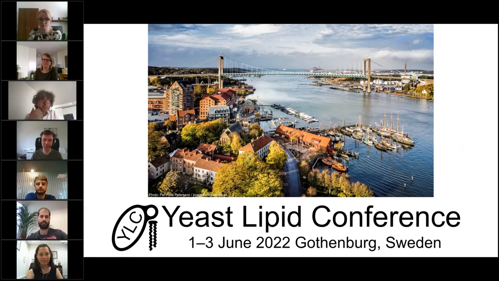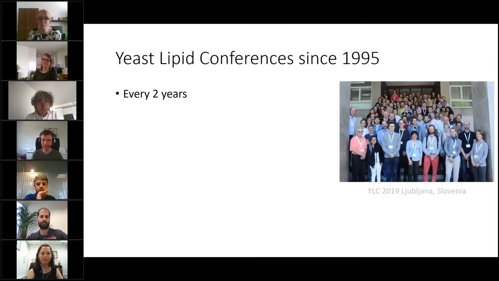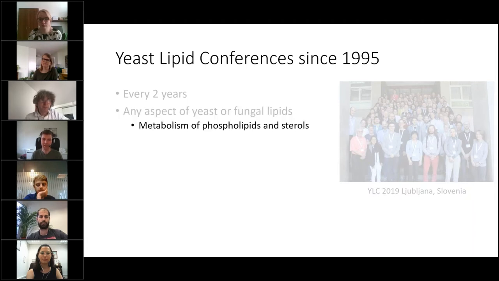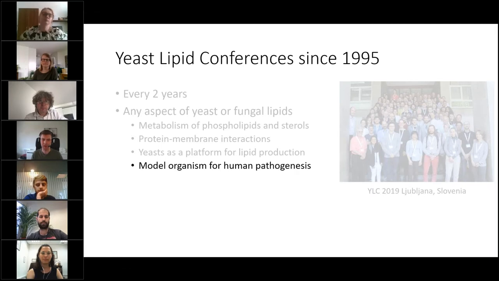So I will say a few words about the Yeast Lipid Conference. This is a conference series that has been going on since 1995 already, and since 2001, it's been happening every 2 years. The last time was in 2019 in Ljubljana, Slovenia. The topic is basically any aspect of yeast or fungal lipids. This can be metabolism of phospholipids and sterols, protein membrane interactions, yeasts as a platform for lipid production, yeast as a model organism for human pathogenesis related to lipids, or, well, any other aspects related to this.